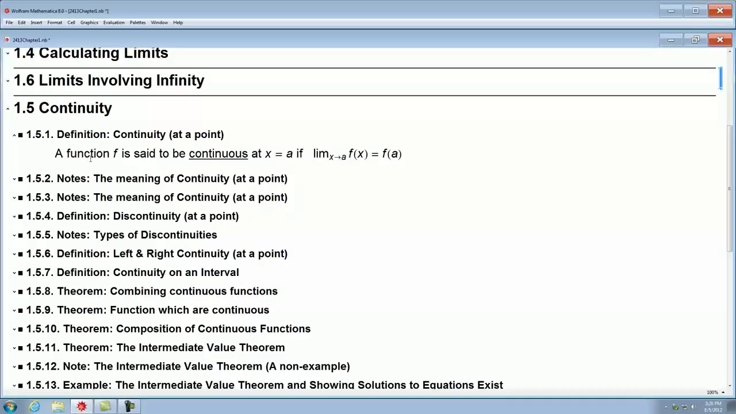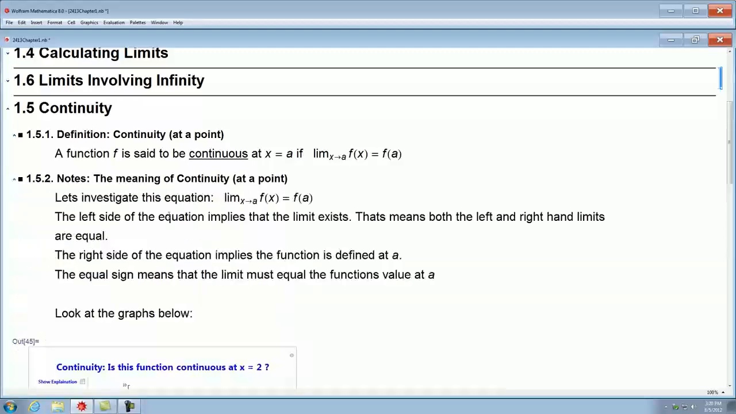A function f is said to be continuous at x equals a at some point if the limit as x approaches a of f of x equals f of a. So what does this mean? When we look at this equation, this has to be true in order to say the function is continuous at a. It means, first of all, the left side of the equation means that the limit exists. So the limit from the left and the right, because there's no negative or positive sign here, that means this limit right here exists. The function is approaching some value from both the left and the right.